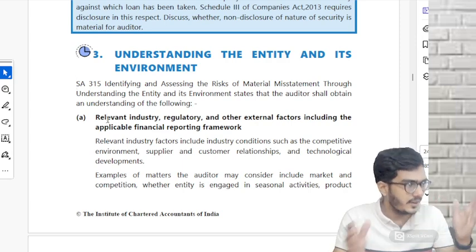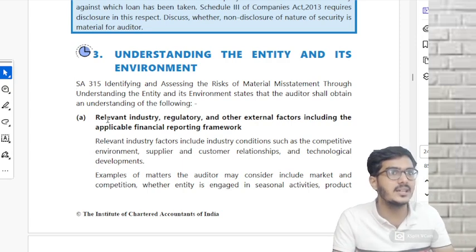Relevant industry. If you're doing an audit of Honda, which industry does it relate to? Automobile.